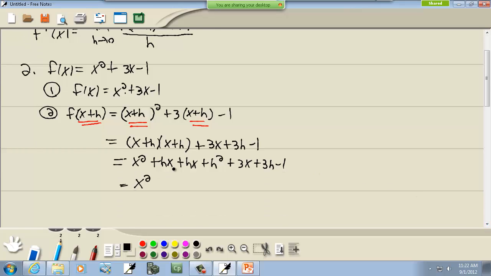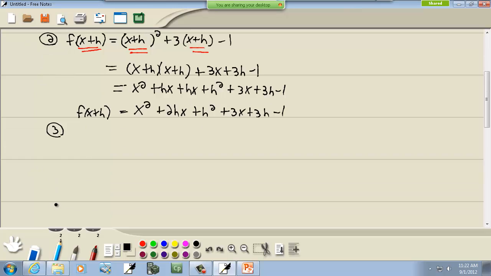Combine together like terms. Hx plus hx is 2hx, plus h squared plus 3x plus 3h minus 1. And that's our f of x plus h. Okay, our third step. We're ready to plug everything into our formula and then simplify it.